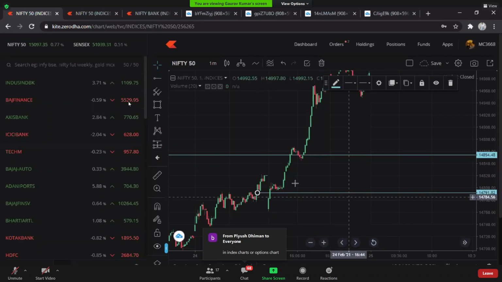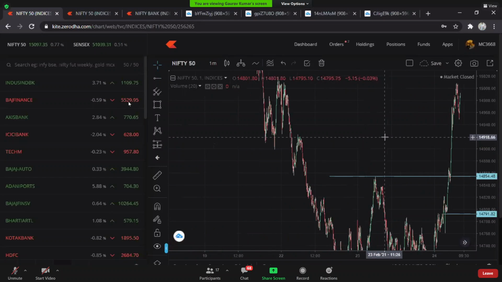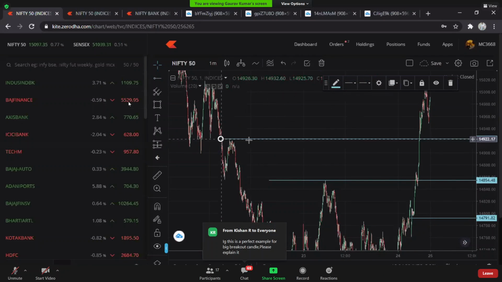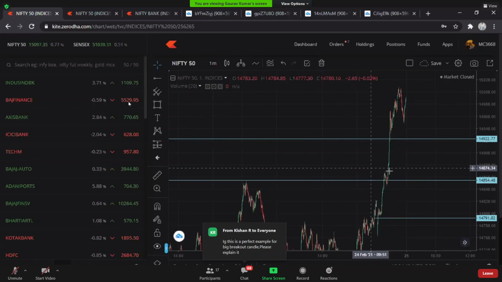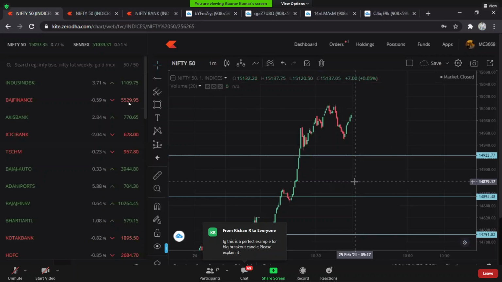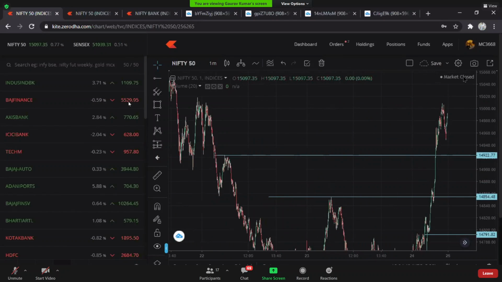A probable SL, because for SL I always say find big rejections, and for targets, same thing, find big rejections at which you can book your profits, and rejections are respected the maximum number of times.